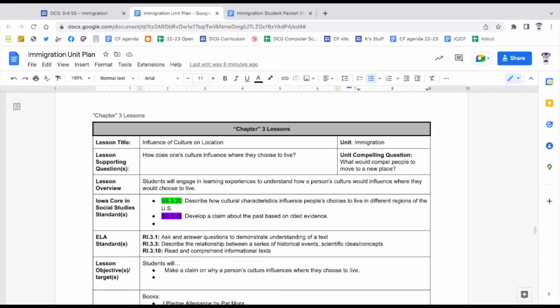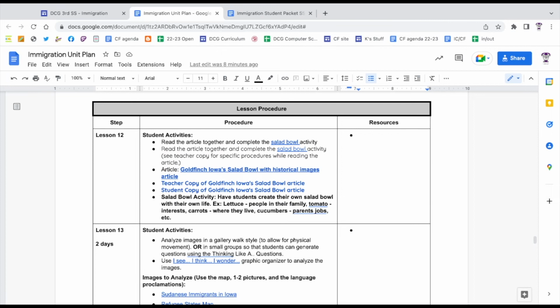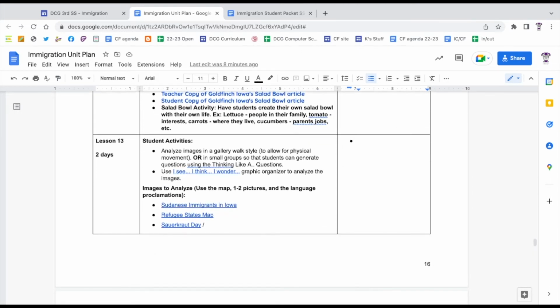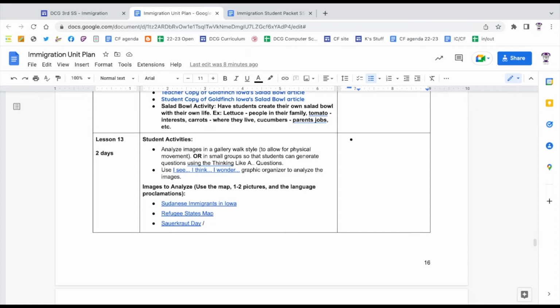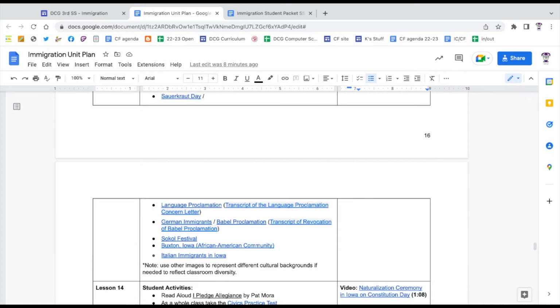In Chapter 3, we're focusing on how culture and location work together. So the supporting question is, how does one's culture influence where they choose to live? So Lesson 12, we have some activities considering Salad Bowl as that reference to our culture here in Iowa and the United States in general. Lesson 13, we have a few options, and we're considering more recent immigrants as well as historical immigrants to our state. So we have the Sudanese, we have some German, African American, and Italian as a few of our focuses for this lesson.